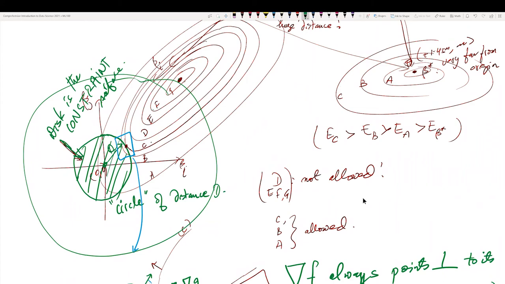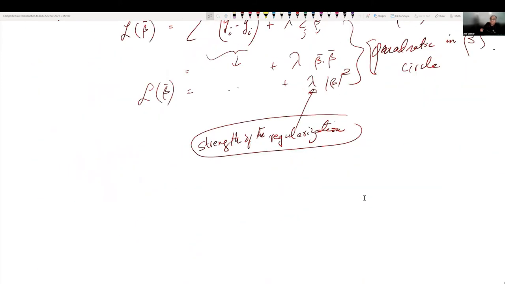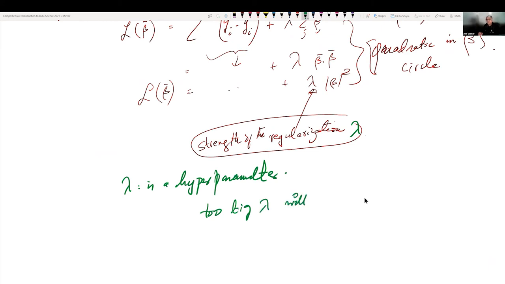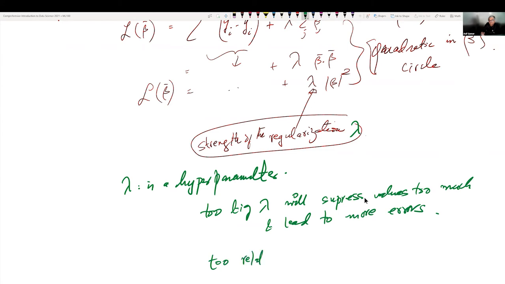But if you make the circle too small, then you increase the error. That is right. And so once again, there is a trade-off. Lambda, therefore, is a hyperparameter. Too big a lambda will lead to a very tight circle, a small circle, which will suppress values too much and lead to more errors. The same thing, too relaxed or small a lambda, what will it do? It will make the circle go up and then again, high variance errors, overfitting errors, right?